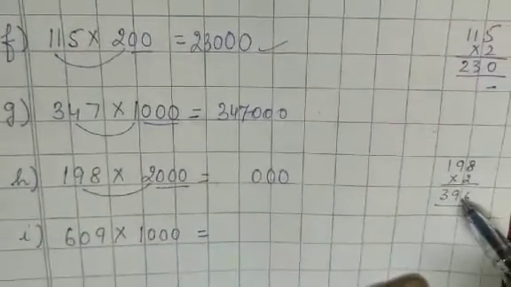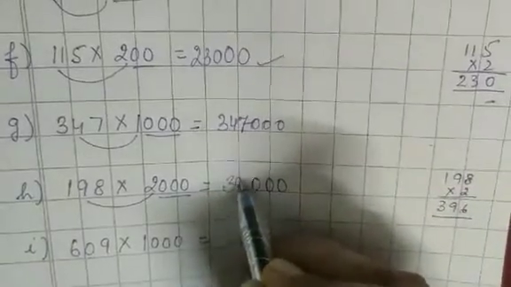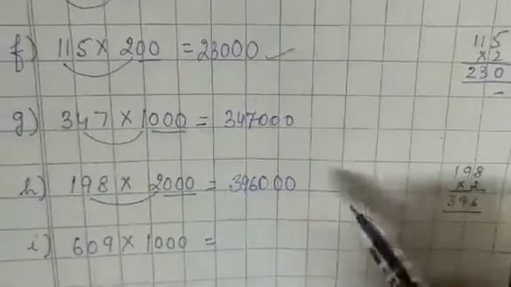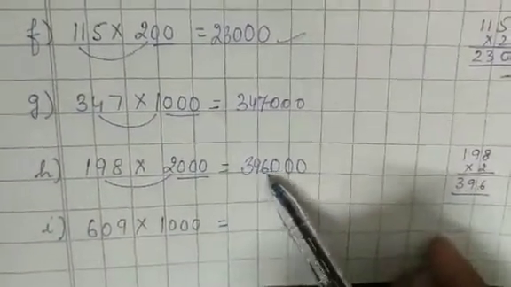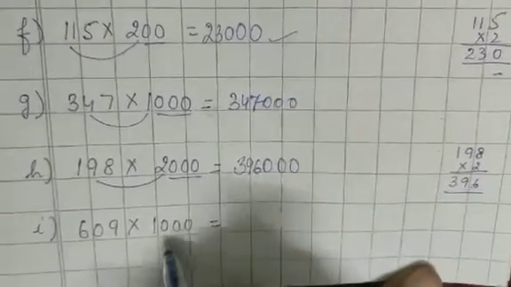So multiply at the side. 198 multiplied by 2, it is 396. So you have the answer 396000.